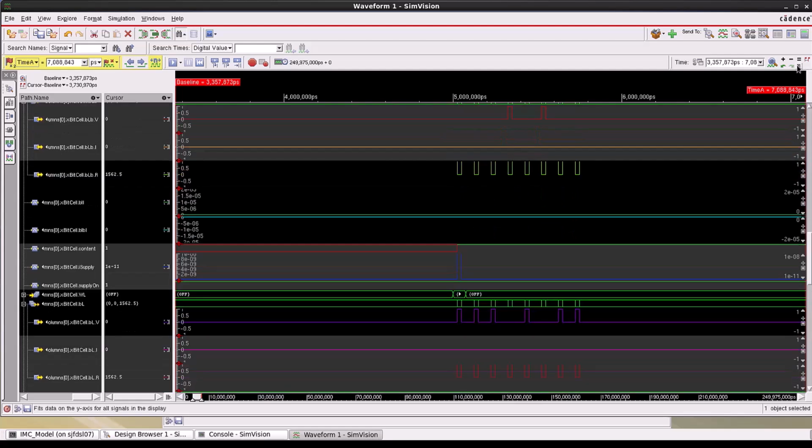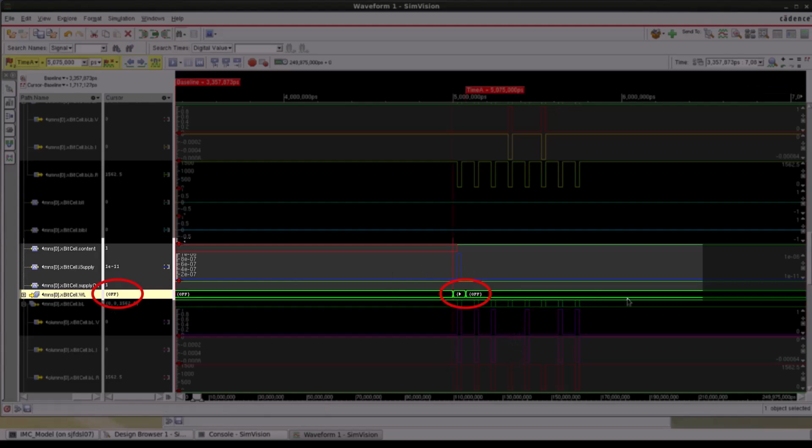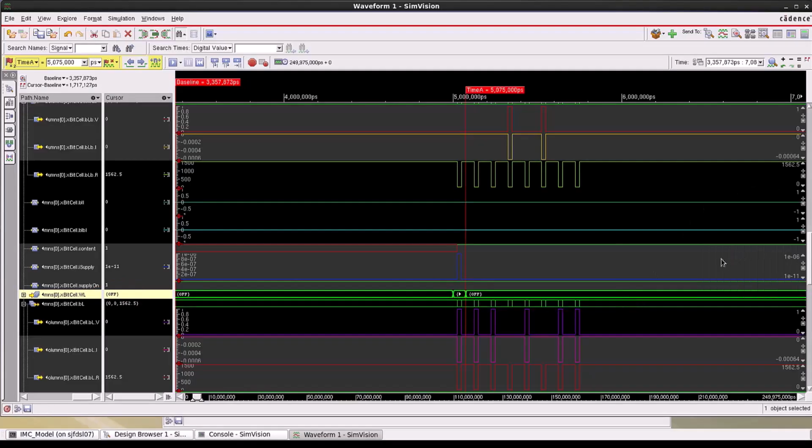Looking down into a bit cell, we can see that when this particular bit cell got written to, its content changed from the default state of X to a 1 as the 1 was written in. And our word line state went from off to on and then back to off as we were primed for writing.